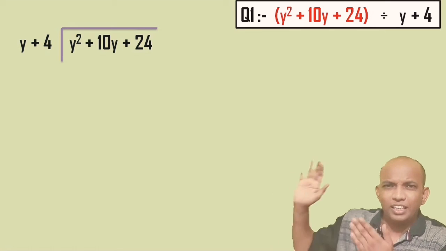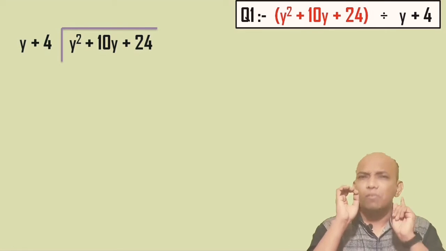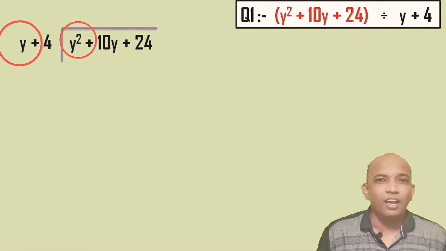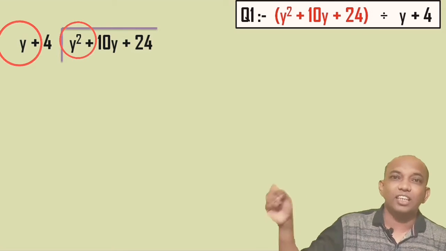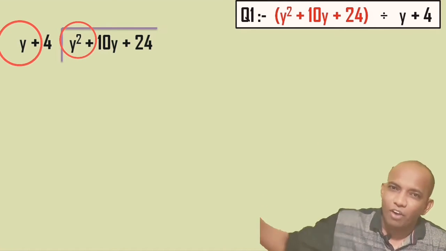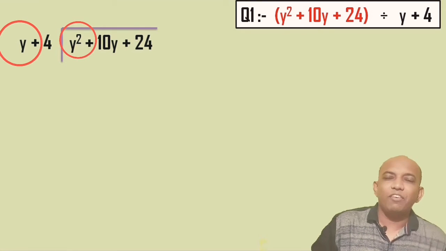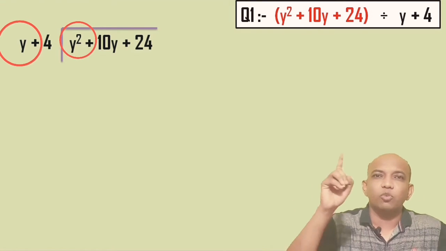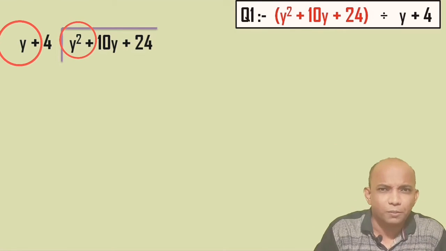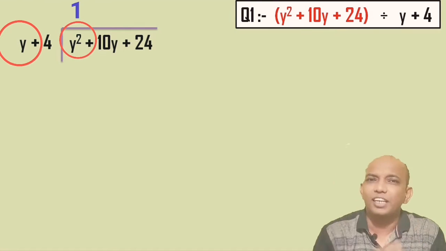After arranging the terms in the division structure, we will focus on the first term of the dividend, that is y square, and the first term of the divisor which consists of the variable in it. So which is that term? y. Both the terms in the divisor and the dividend have 1 as their coefficient. So 1 ones are 1. So we will write 1 in the quotient. If you are not writing 1, even then it is okay.